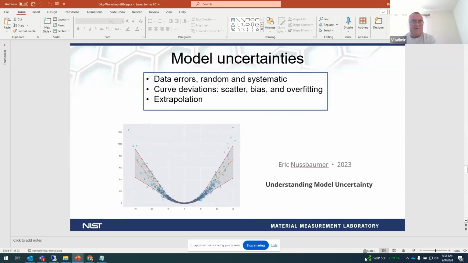And model uncertainties: in addition to our knowledge about raw data uncertainties, we add deviations from models, and they may be caused by data errors, but they can also be caused by model bias and overfitting. And also, evaluating model uncertainties, we have the problem of extrapolation. I will touch on it a little bit later.